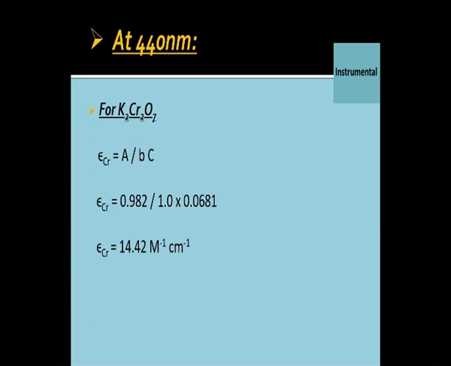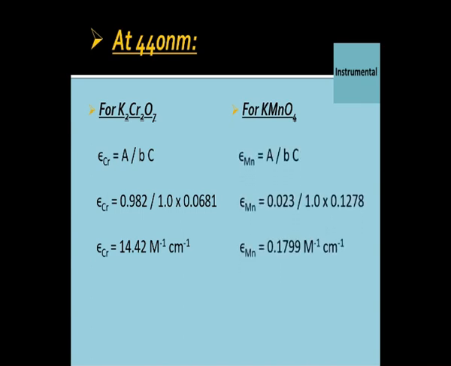For dichromate, by rearranging the formula and putting in the values of path length B and absorbance A, we got the epsilon value of chromium as 14.42 molar inverse centimeter inverse at 440 nanometer. Similarly, for potassium permanganate, we got the epsilon value 0.1799 molar inverse centimeter inverse for manganese at 440 nanometer.